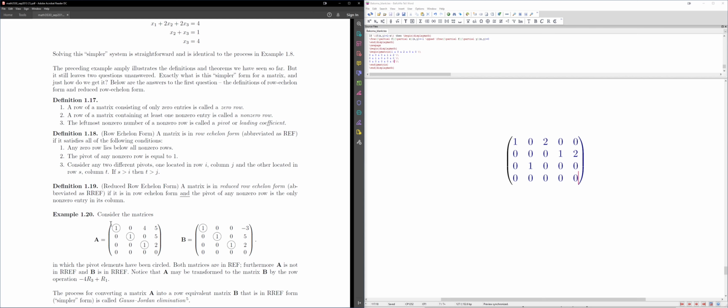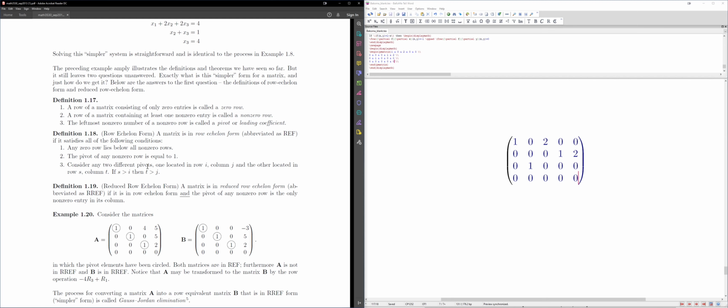Overall, the diagonal is moving from left to right as you drop down. So you're coming down like this. That is roughly what this condition means.